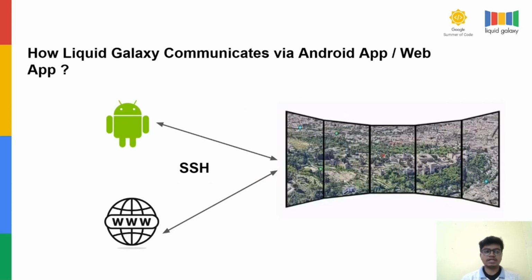So the very first question that comes to our mind is how Liquid Galaxy communicates with the Android app or web application. The simple answer is via SSH, and SSH stands for Secure Shell, and it's basically a network protocol that helps for communication. What it does is it helps us to send Linux commands from our application to the LG machine. In simpler words, you can understand it as a way of communication between your application and the LG machine. If you want to know more about SSH and NAT network, you can find plenty of videos on the YouTube channel of the Liquid Galaxy community.